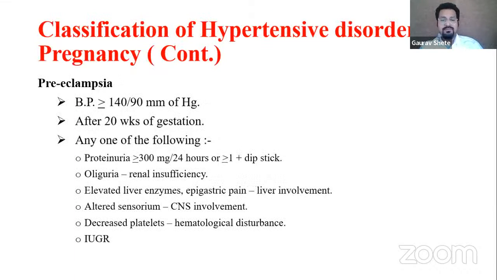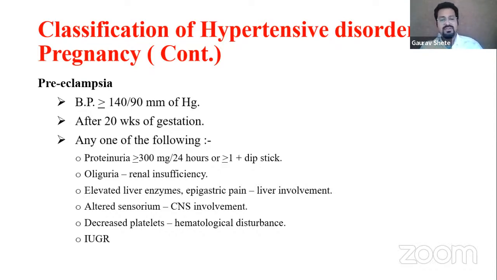So preeclampsia is BP more than 140/90 after 20 weeks of gestation, and any one of the following. Initially it was only proteinuria. Sometimes we do not get proteinuria, but we do get oliguria. We get liver involvement, and basically it is a multi-system involvement. If you see the definition, it's a multi-systemic involvement of a patient. Not only the BP, it's also the kidneys that are affected, also the liver, also the CNS in the brain is involved, hematological disturbances are there, even the fetus is involved, and it can also lead to pulmonary edema. So even lungs get involved. So if any of these signs are seen, it is called preeclampsia.